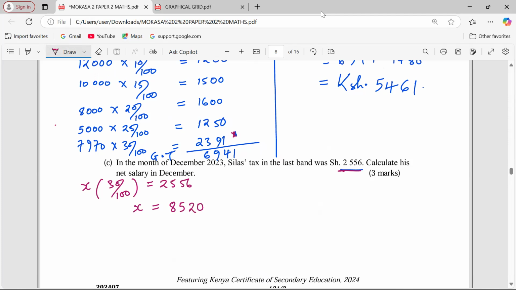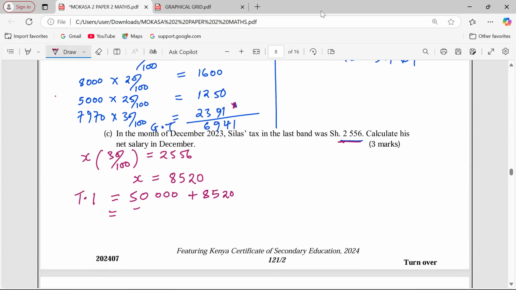So in the last band, we had 85.20, meaning that the taxable income in December was, when we take the upper limit of 50,000 and add the 85.20 in the last band, 58.520. This is the new taxable income.